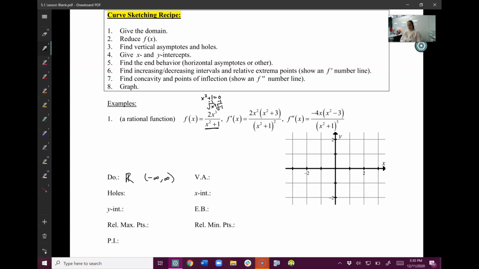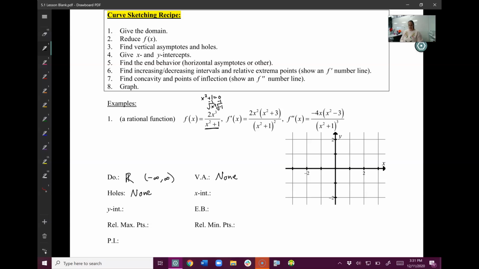Next, let's see if we have any holes. Remember, holes are where things cancel on top and bottom. I don't have anything that crosses out on top and bottom, so I don't have any holes for this one. We also said no vertical asymptotes because there's nothing that makes the bottom undefined.